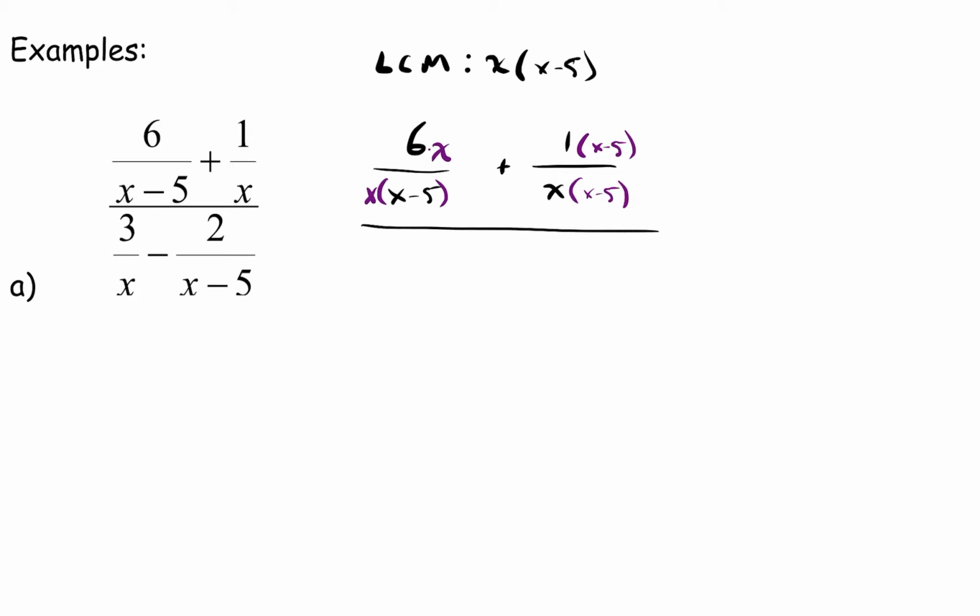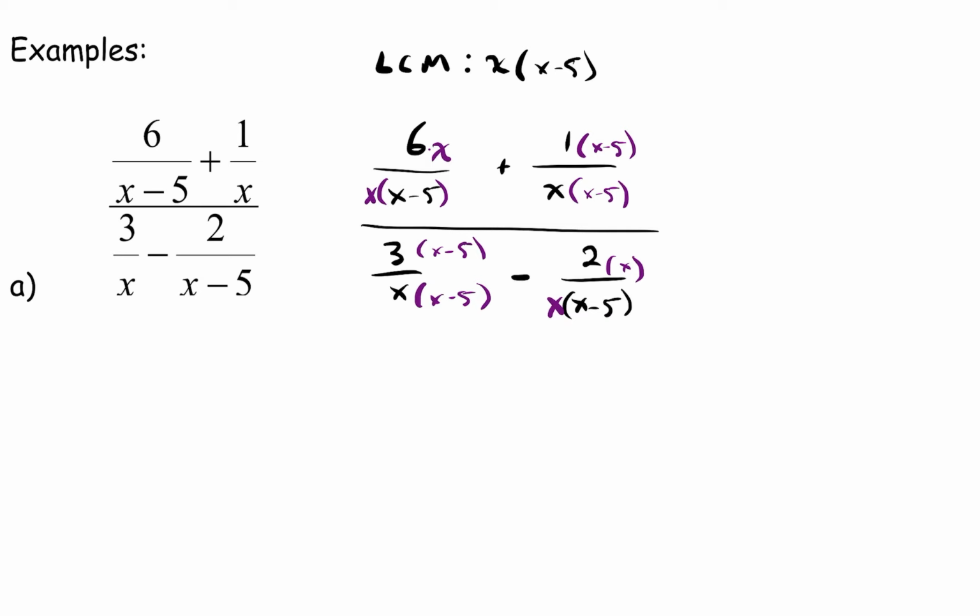Divided by 3 over x. Multiply this by x minus 5, x minus 5. And then we have minus 2 over x minus 5, that will become x and x there. Okay, so what we've just done is we have made all of the denominators match.